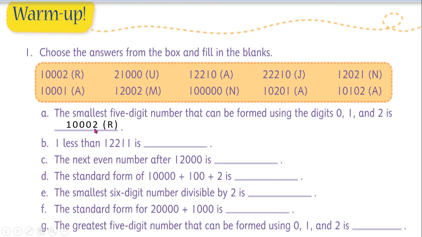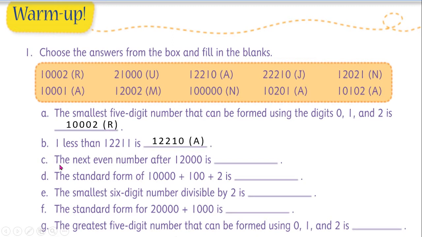10,002. So 10,002 is found here, and also we see here the letter R is printed within brackets. Let us retain this letter also with the number as it is. Coming to B, 1 less than 12,211 is 12,210. 12,210 is here and the letter A is given within brackets. Let us retain that as it is here.